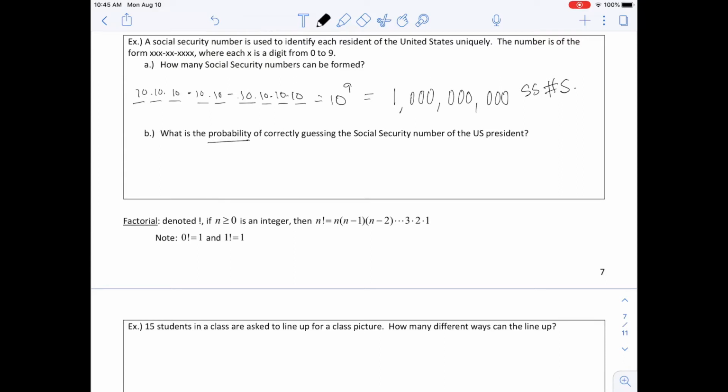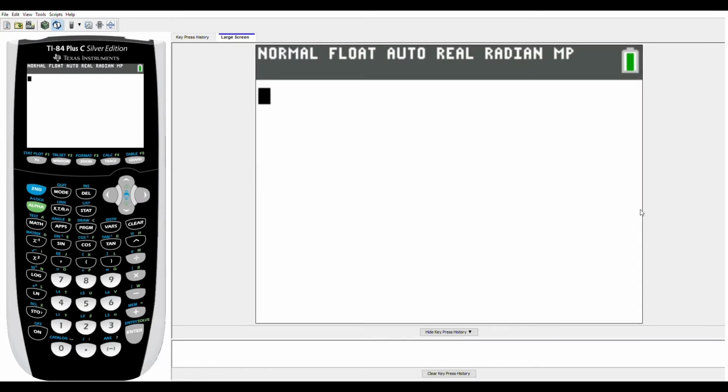Part B says, what is the probability? Remember, probability has to be between 0 and 1, of correctly guessing the social security number of the U.S. president. So the probability of the correct social security number is going to be, and the president only has one social security number, so that would go in the numerator, divided by all the different options that we have, which is that giant number up above of 1 billion. On your calculator, you're going to do 1 divided by 1 billion.